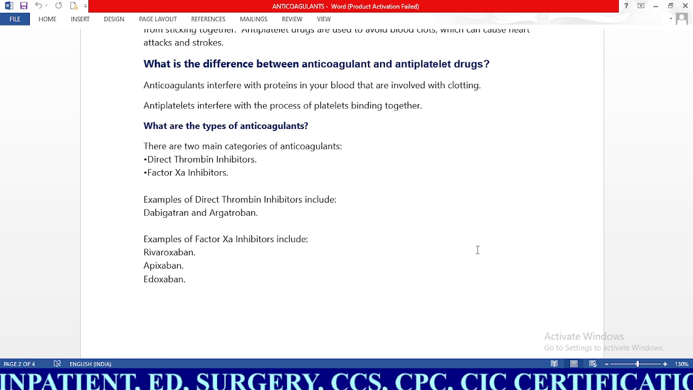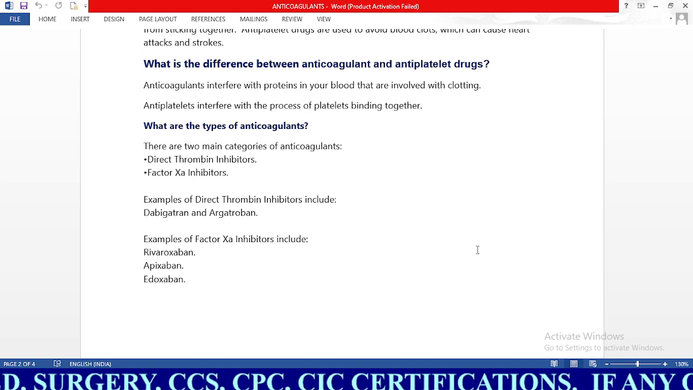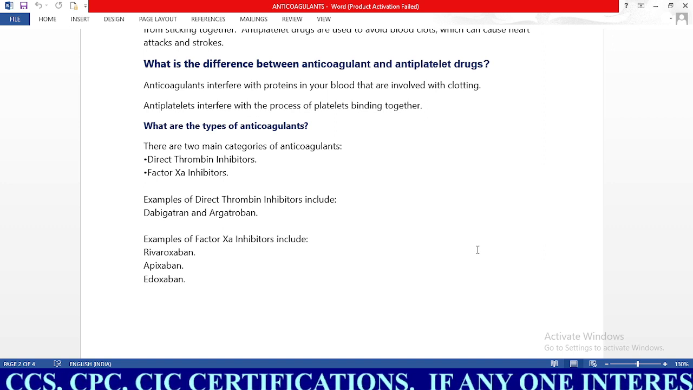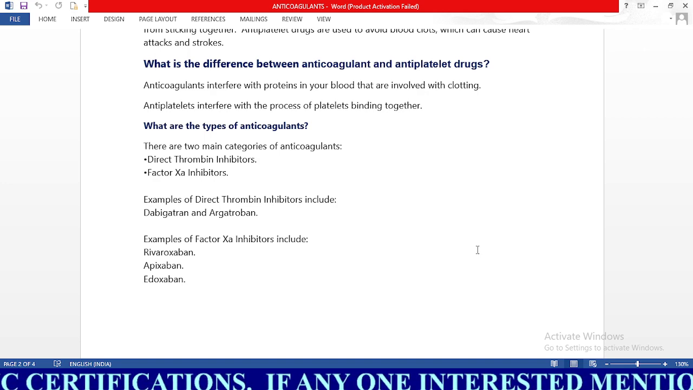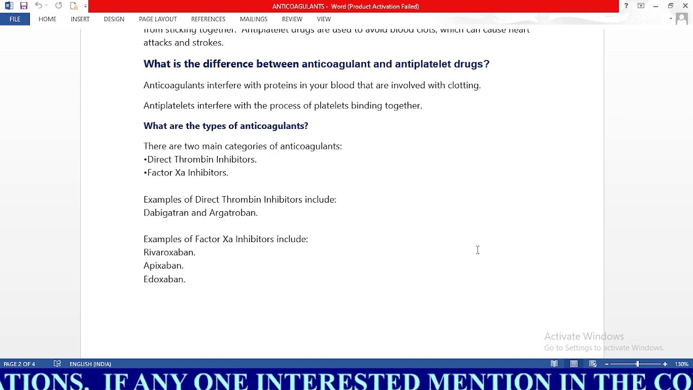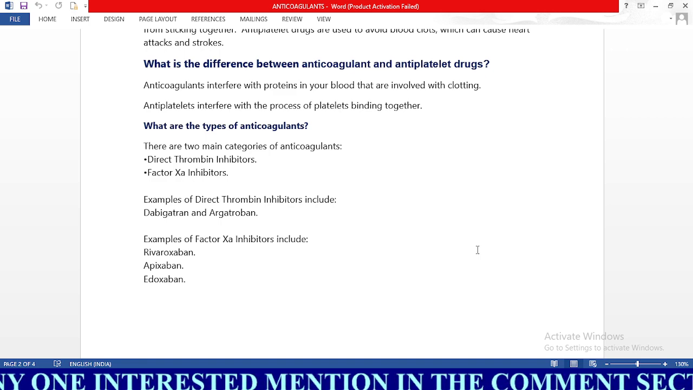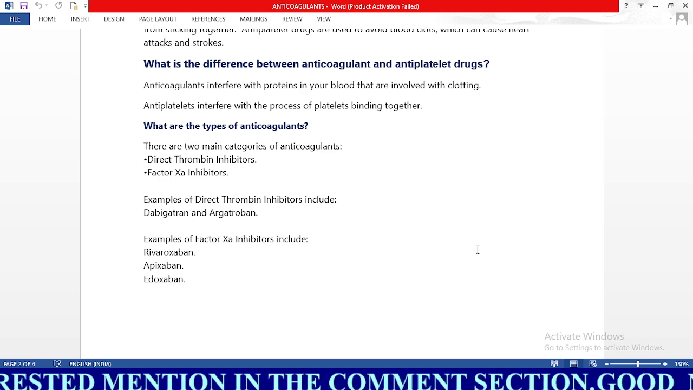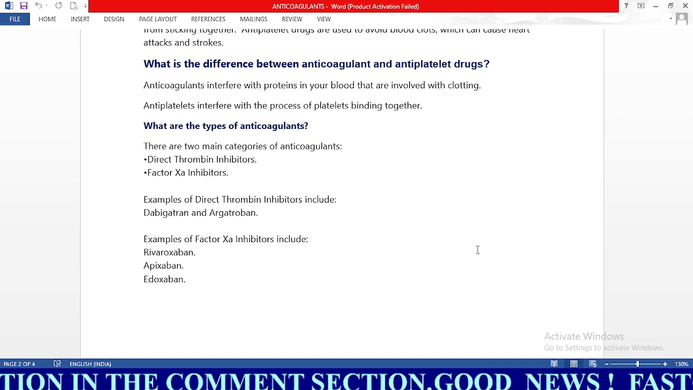So what is the difference between anticoagulant and antiplatelet drugs? As we discussed before, their main function is prevention of blood clots, but the process of acting is different. Anticoagulants interfere with proteins in our blood that are involved with clotting, so they only act on the proteins involved in the blood clotting process. Antiplatelets, in another way, interfere with the process of platelets binding together, so they prevent binding of the platelets.